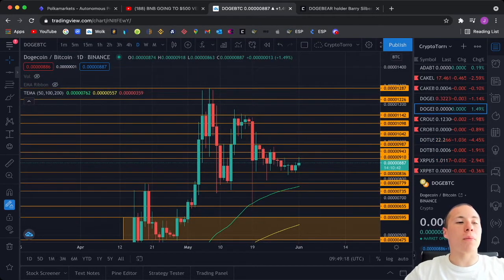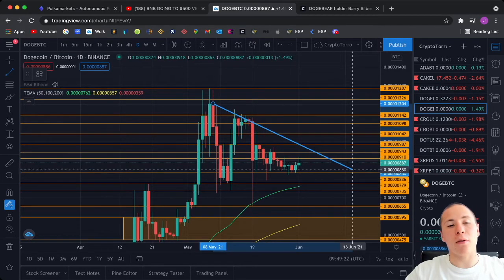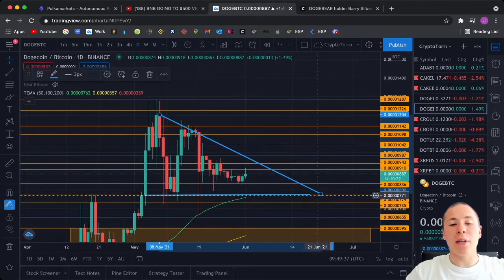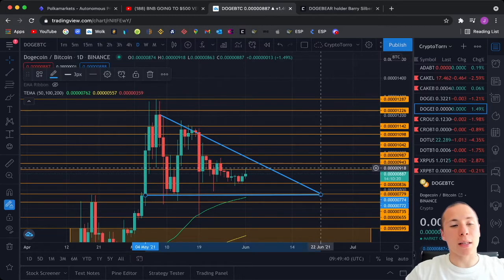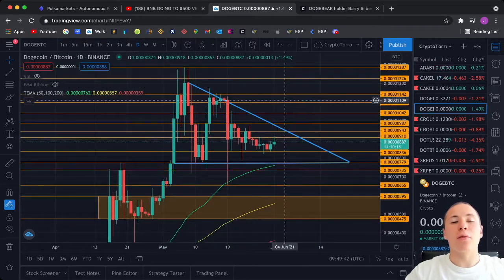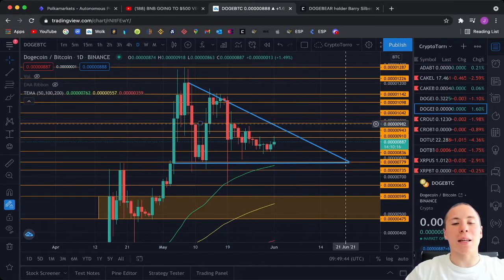But I'm quite nervous right now on the Dogecoin compared to Bitcoin chart, especially because if you take a look at this pattern over here, what we are seeing is a type of descending triangle getting created, as you can see. And descending triangles tend to break out towards the downside instead of towards the upside.